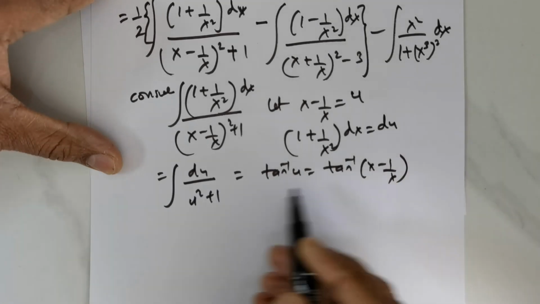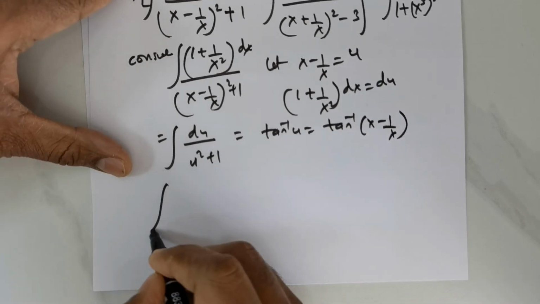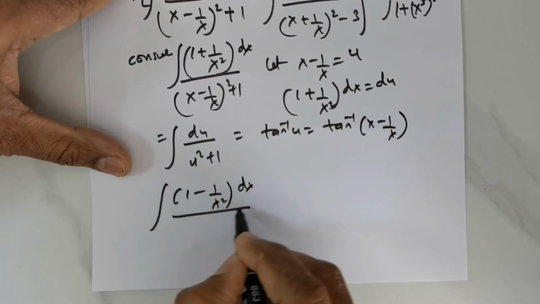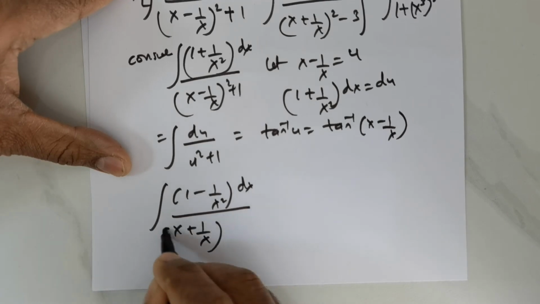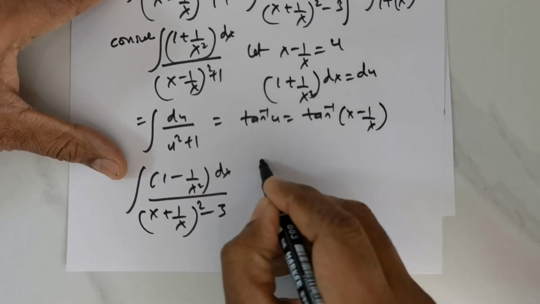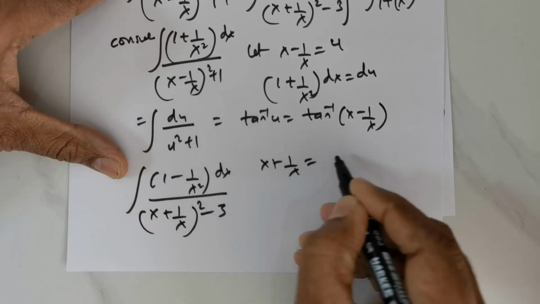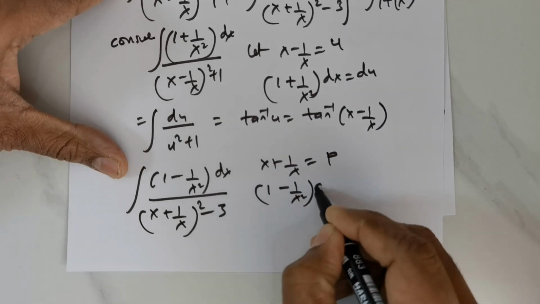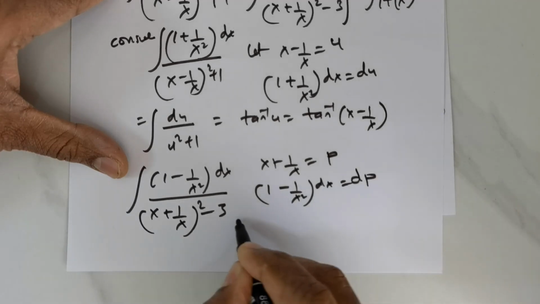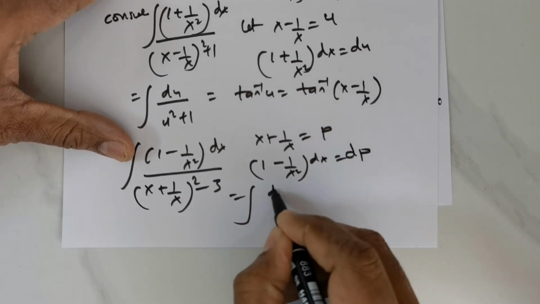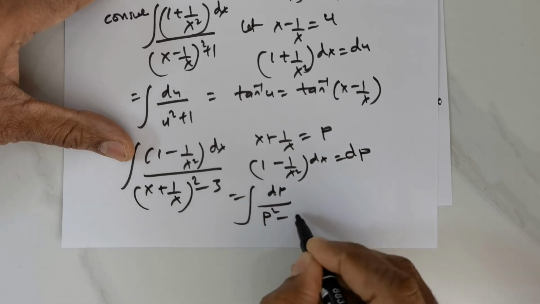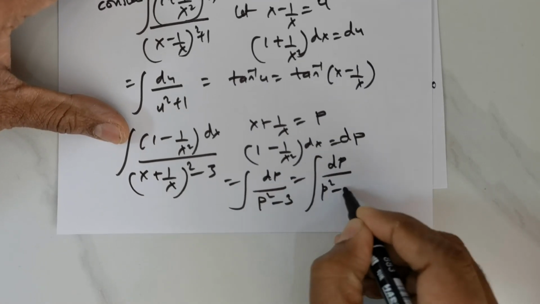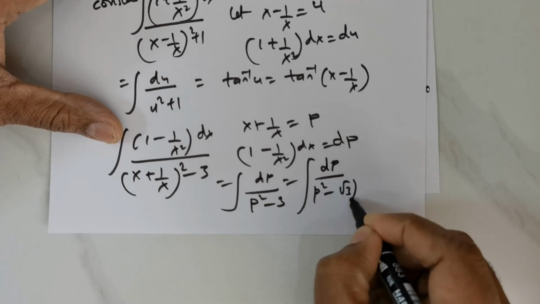So that's solved. Second quantity, the integral of (1 − 1/x²) dx divided by (x + 1/x)² − 3. I take x + 1/x equal to some p. I get (1 − 1/x²) dx is equal to dp. You substitute that, you get dp divided by p² − 3. I can rewrite this as dp over p² − (root 3)².